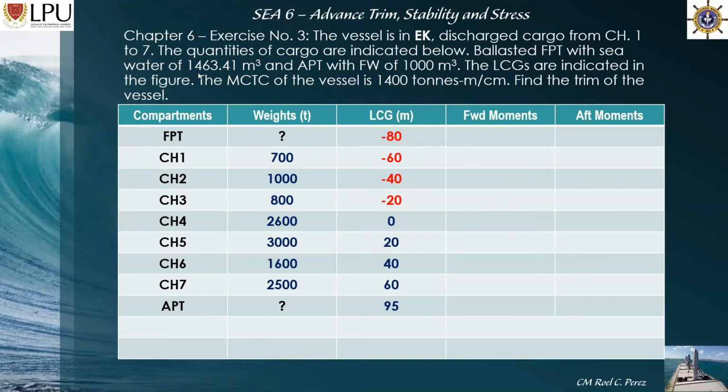So what did you do with the volume of ballast in the forepeak tank? Sir, multiply by 1.025 since its ballast is seawater? Of course, 1.025. Yes sir, 1.025 for seawater, that's what we did. Same as the aft peak, sir, but with freshwater.